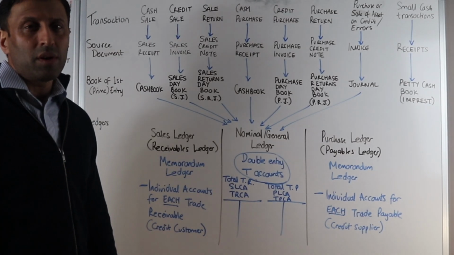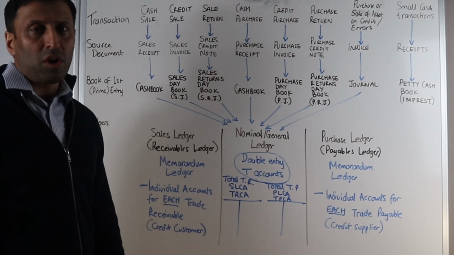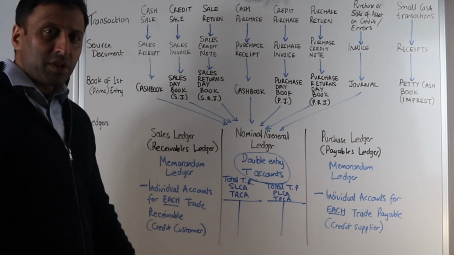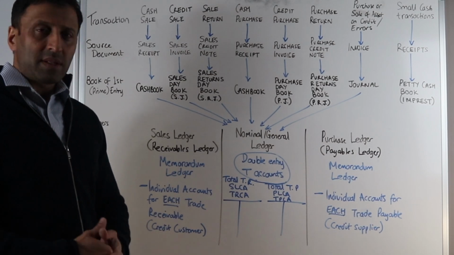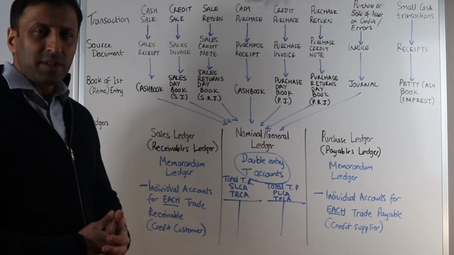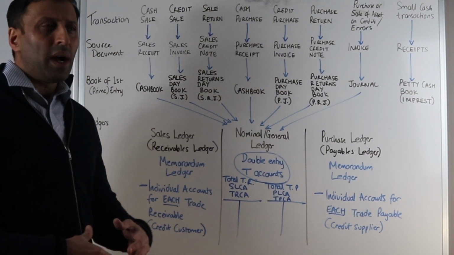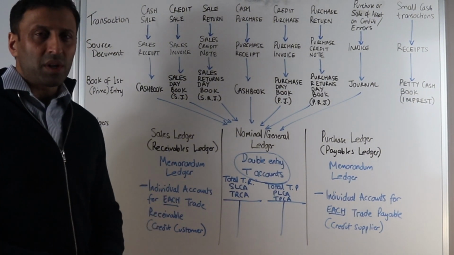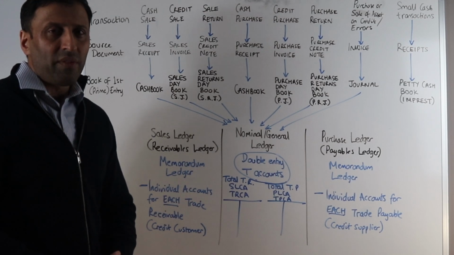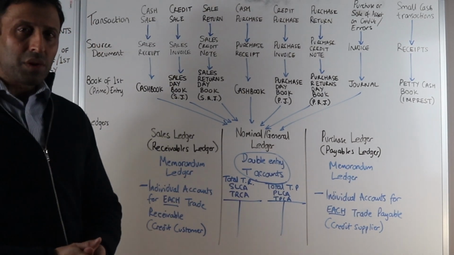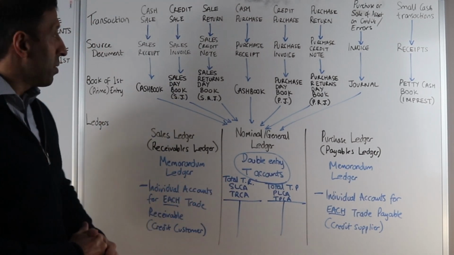Hi, this is the video on source documents and books of prime entry, or first entry. This will help with other bits of accounting, such as errors, when we look at errors and how to deal with them, and control accounts. So you have to have a full understanding to be able to understand some other aspects of accounting. I'm going to quickly go through how the whole system pretty much works.